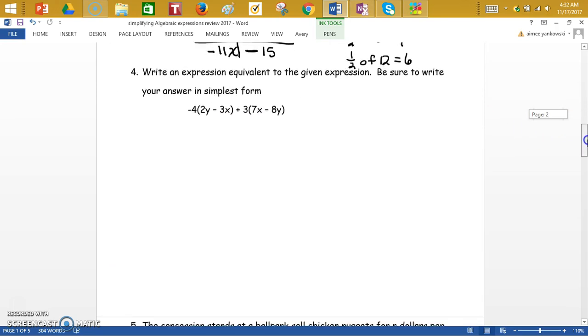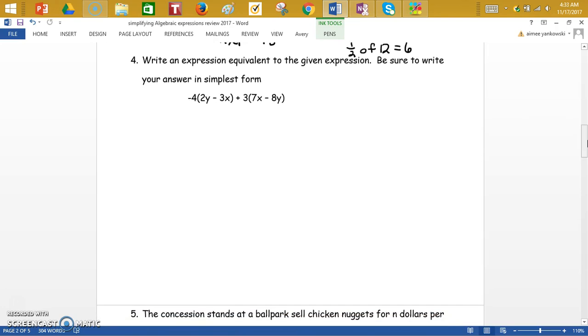Let's keep going. Let's try number 4. Write an expression equivalent to the given expression. Be sure to write your answer in simplest form. All right. It's very similar to the question above, except we don't even have to worry about any fractions here. So step 1, to clear those parentheses, distribute. Step 2, combine like terms.